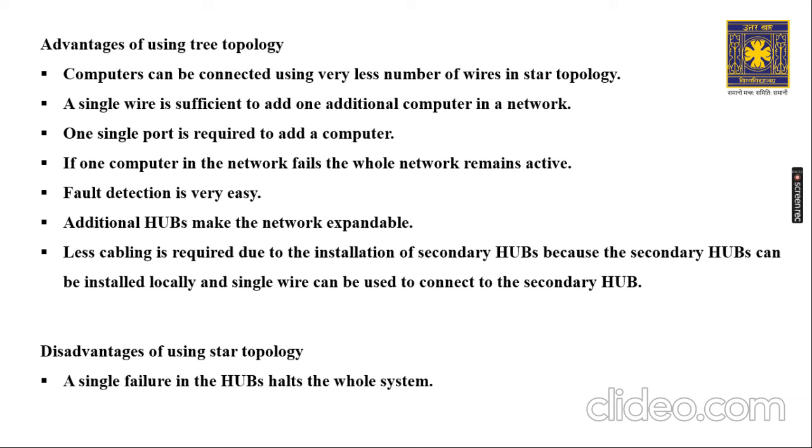If one computer in the network fails, the whole network remains active. So this is one advantage. In tree topology, fault detection is very easy, and you can expand the network by adding additional hubs. This is one advantage of tree topology. One more advantage is that less cabling is required due to installation of secondary hubs, because the secondary hubs can be installed locally and a single wire can be used to connect to the secondary hub.